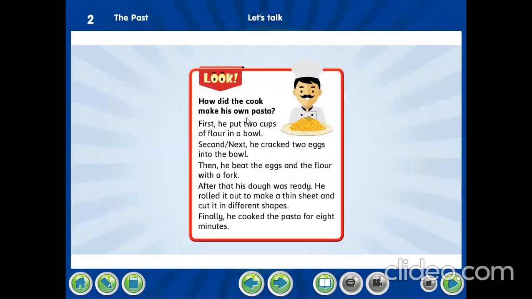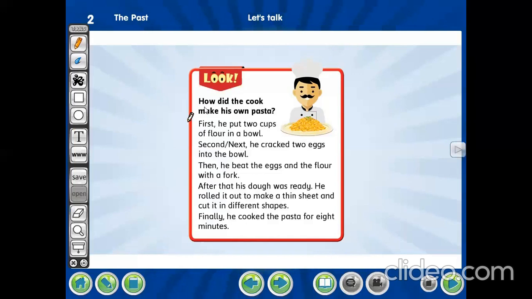Now, it's important for our composition, the connectors. This is an example. Remember, there are many connectors. In this example, we can see some. How did the cook make his own pasta? First, he put 2 cups of flour in a bowl. Second, he cracked 2 eggs into the bowl. Then, he hit the eggs and the flour with a fork. After that, his dough was ready, he rolled it out to make a thin sheet and cut it in different shapes. Finally, he cooked the pasta for 8 minutes.